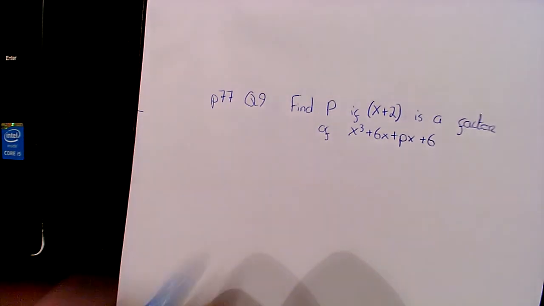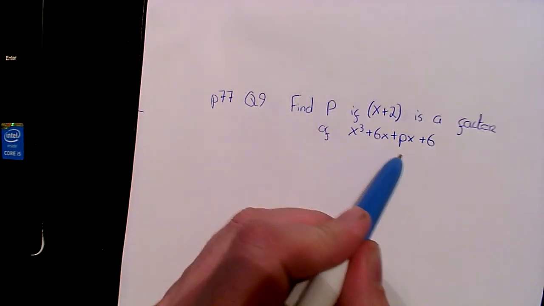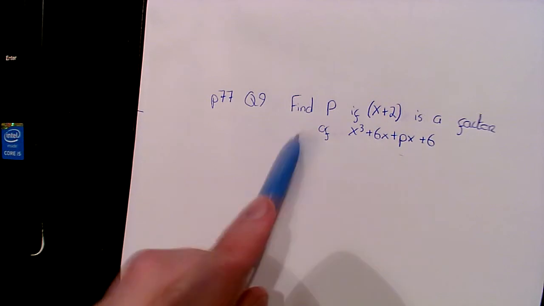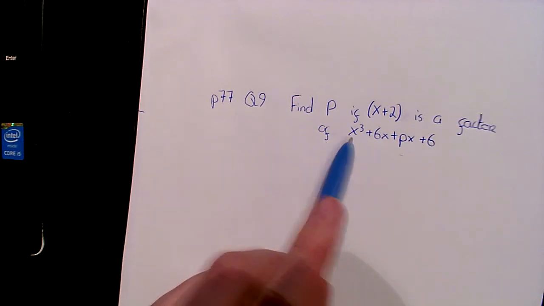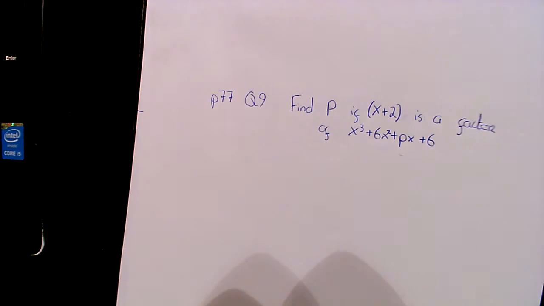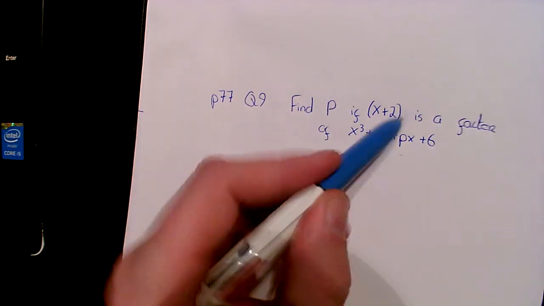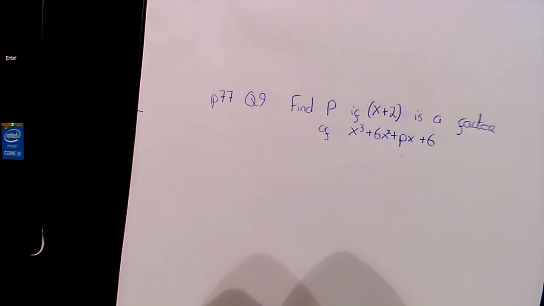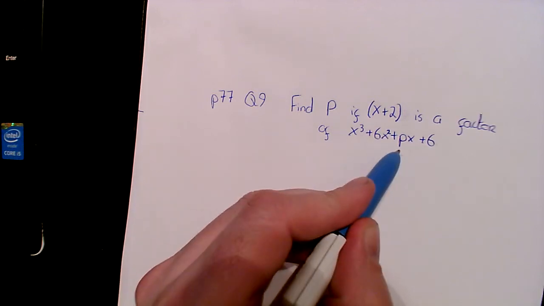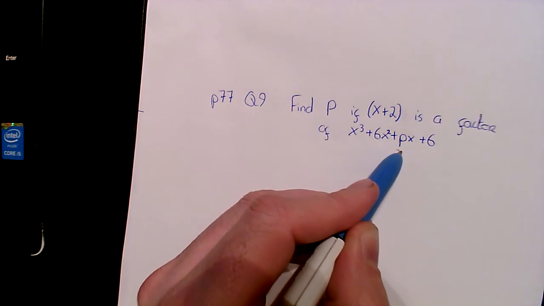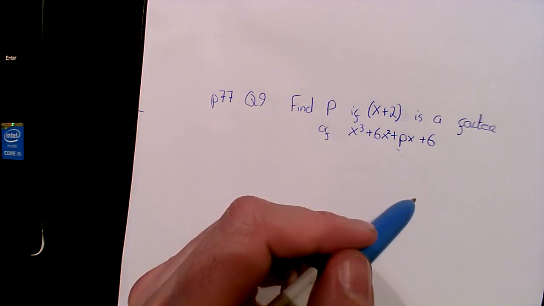Next up, find p. So find p if x plus 2 is a factor of x cubed plus 6x squared plus px plus 6. So they're saying that this is a factor of that. They're telling us it is, but they want us to find this p, this number. This p stands for a number, but they're not telling us what it is yet.